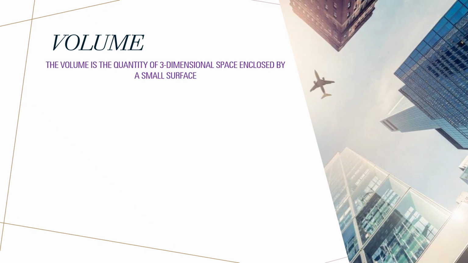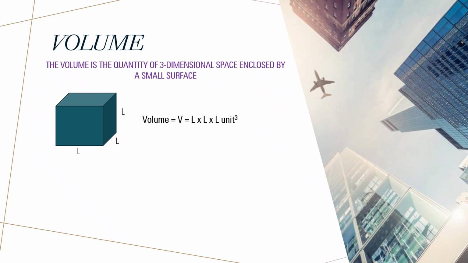It means the volume is the amount of space a 3D shape occupies, or it is the space enclosed by the outer surface. This is a cube. As you all know, it has 3 dimensions and all the dimensions are of equal measurements, so we can write it with the same letter L. So the volume is length into length into length, or simply we can write it as length with the power 3, or this power 3 is called cube.